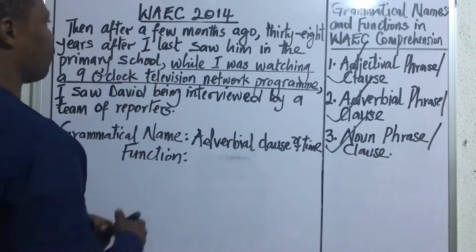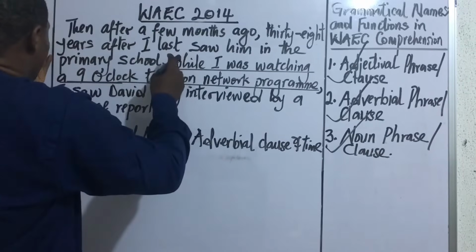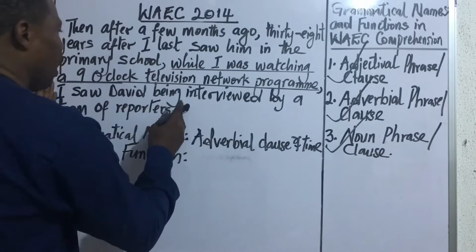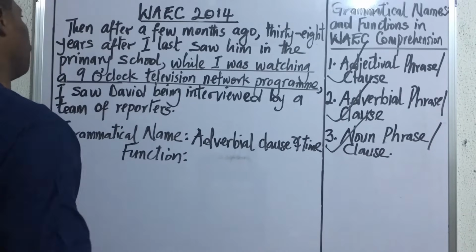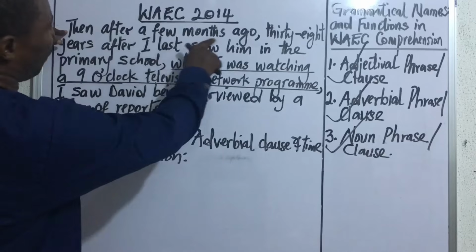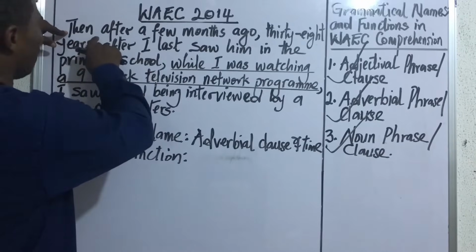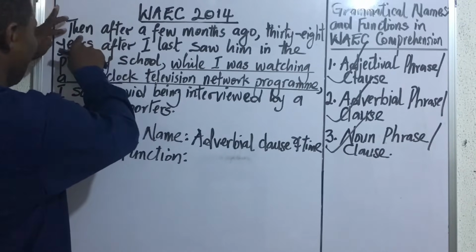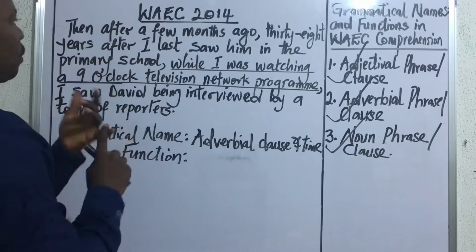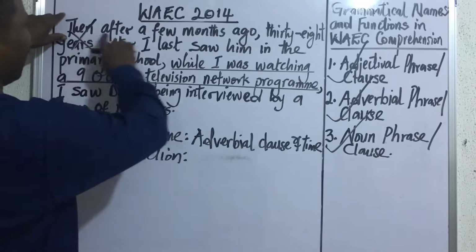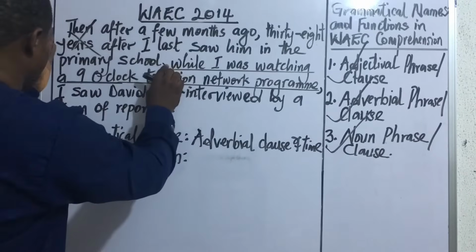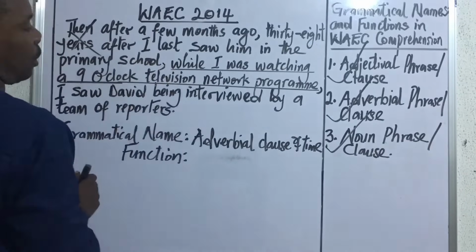Then you ask yourself, which of the 3 arrangements or 3 clauses here starts with a noun or a pronoun? It's very simple. This one starts with "then". So "then" is not what? It's not a noun, it's not a pronoun. So this is not the main clause. You can just rule this one out. Then, after a few months ago, all of this is not the main clause. It's as well a subordinate clause.